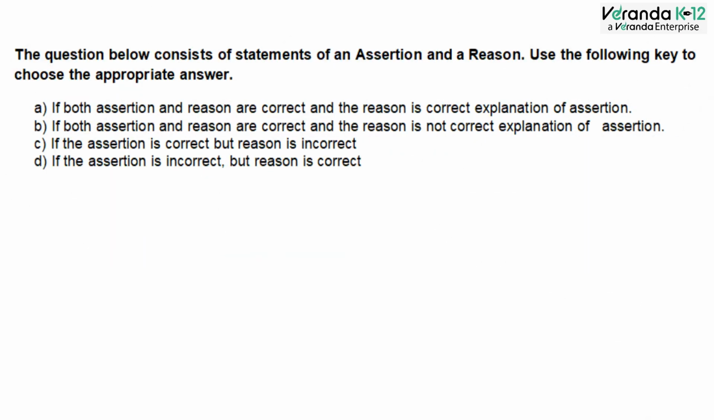The questions below consist of statements of an assertion and a reason. Use the following key to choose the appropriate answer. Option A, if both assertion and reason are correct and the reason is the correct explanation of the assertion. Option B, if both assertion and reason are correct and the reason is not the correct explanation of the assertion. Option C, if the assertion is correct but the reason is incorrect. Option D, if the assertion is incorrect but the reason is correct.